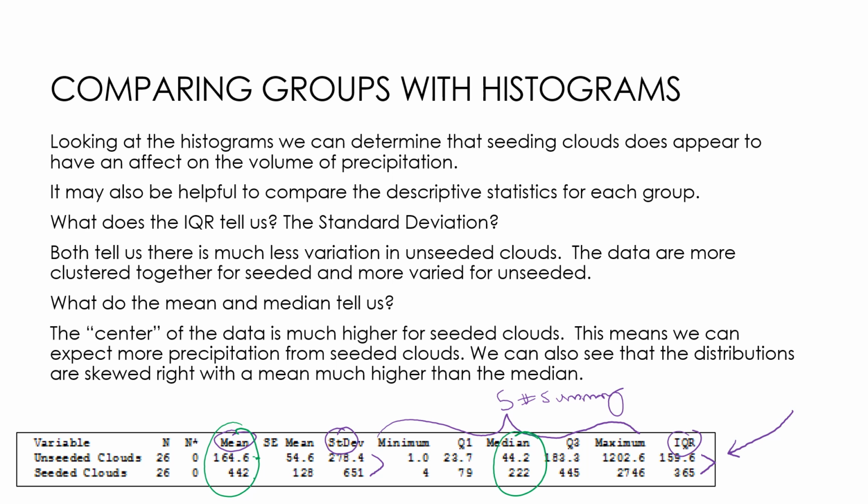We can also see that the distributions are skewed right, because if you compare the mean with the median, the mean is much higher than the median. So if I am comparing 44.2 and 164.6, the mean is higher. Same with the other distribution, 222 to 442. And since the mean is higher, there are probably outliers to the right that are skewing the mean towards the upper values, whereas the median obviously is the center.